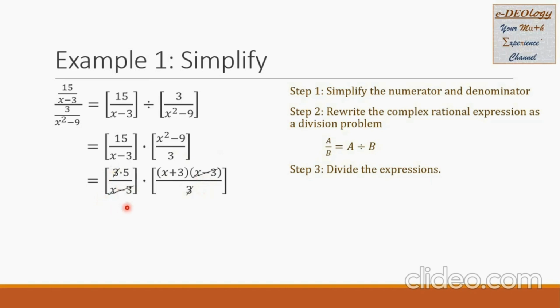So after the cancellation, we will collect the remaining factors. The number 5 is here, and the x plus 3 is here. In the denominator, all are cancelled, so that is equal to 1, and we don't need to write it. So our final answer is 5 times the binomial x plus 3.